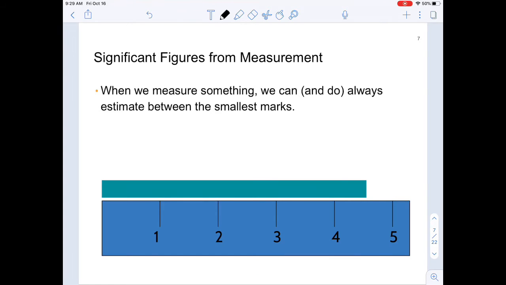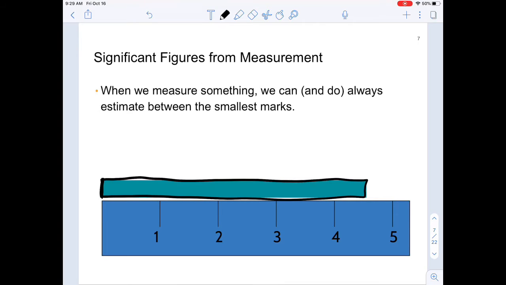All right, so now sig figs with measurement. So we've learned how to round answers for addition, subtraction, multiplication, division, but there are also significant figures when you make your measurements. So when we measure something, we can and do always estimate between the smallest marks. Okay, so we can see that we were measuring this little teal strip here, whatever it is, and we have our ruler on the bottom.